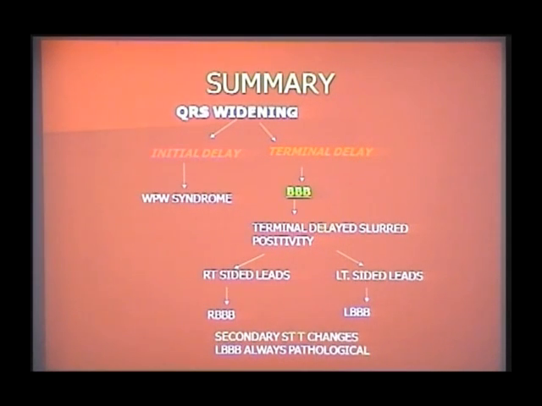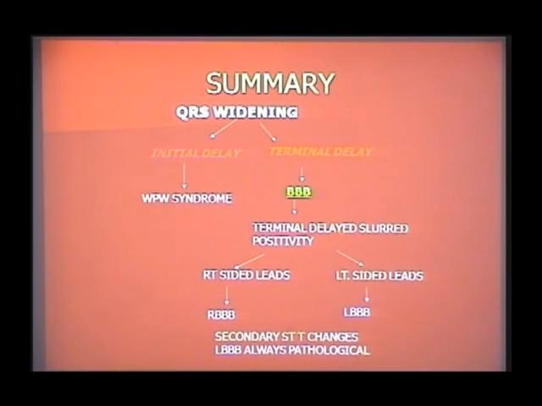If the terminal delayed slurred positivity is over the right sided leads, it is right bundle branch block. 5% of normal people can have it. The concept is the right ventricle is the last one to be activated, and it is activated through the muscle. The last vector is coming towards the right side.